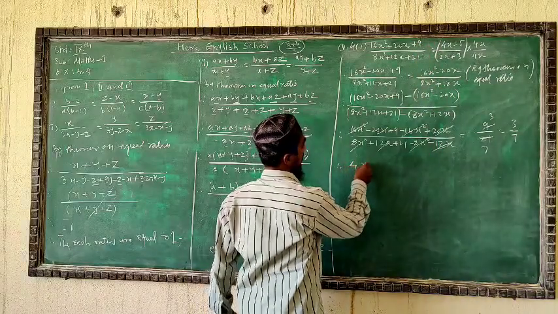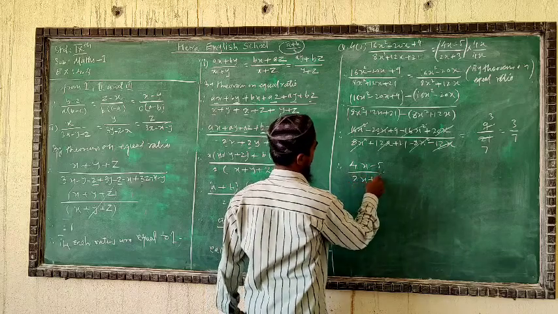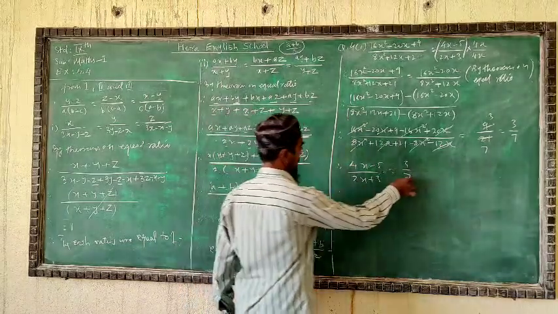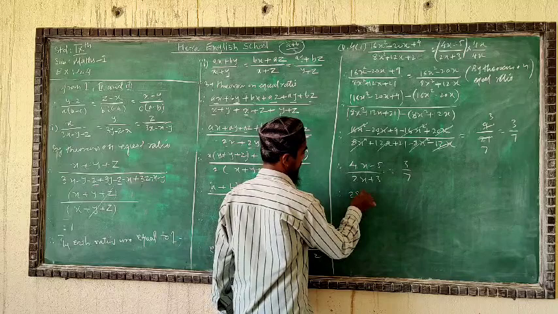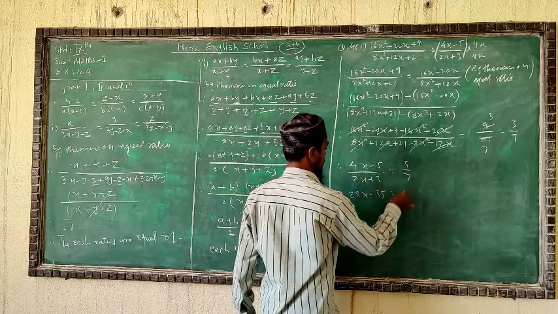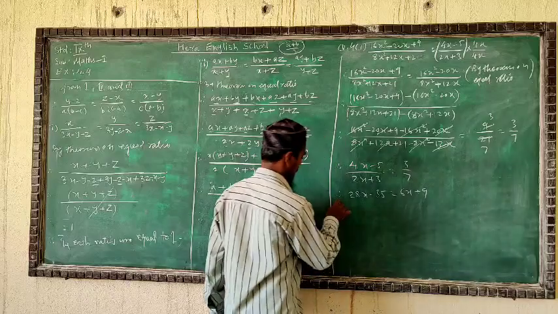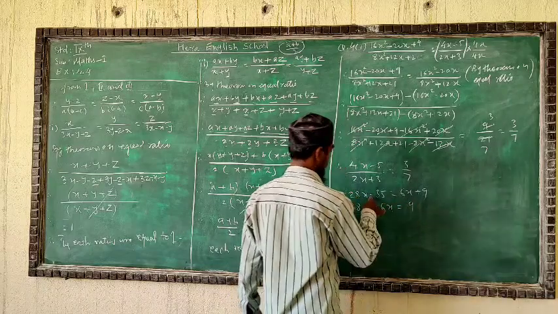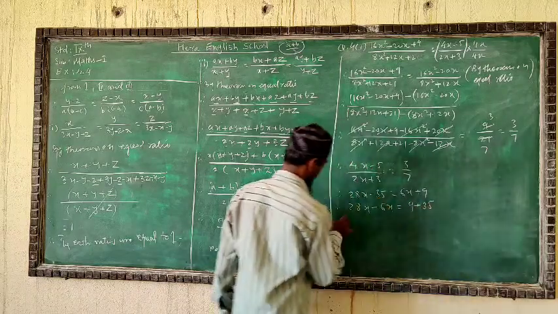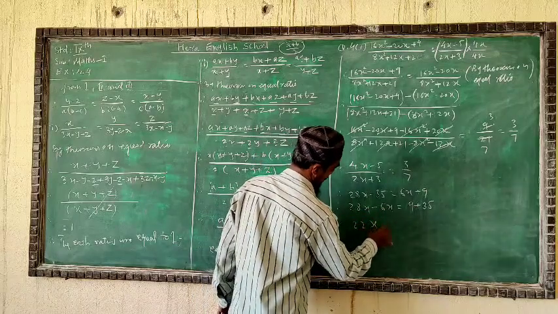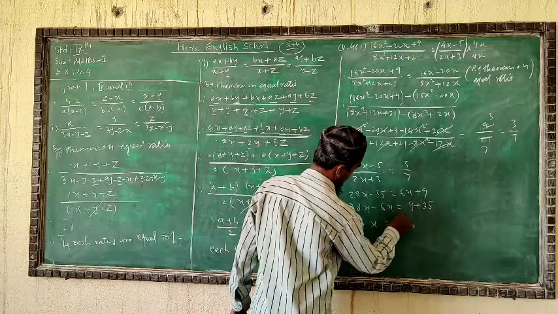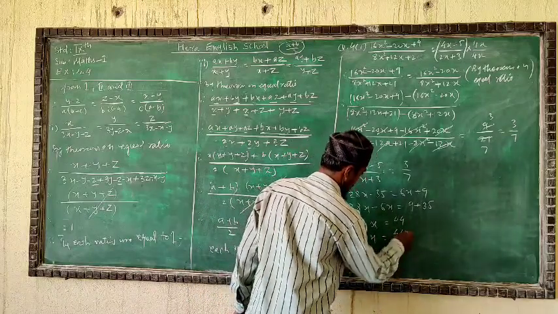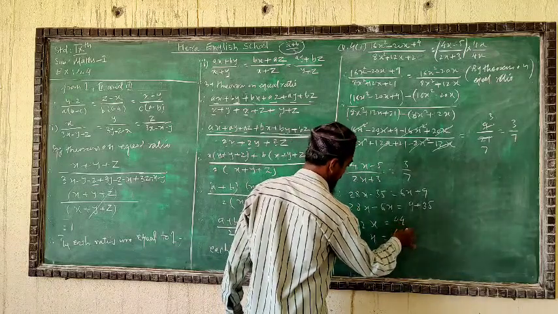Means what? 4x minus 5 divided by 2x plus 3 will be equal to 3 by 7. Now do the cross multiplication to get the value of x. 7 4s are 28x, 7 5s are 35, 3 2s are 6x, 3 3s are 9. Arrange: bring 6x to the left side, and 35 to the right side as plus 35. 28 minus 6 gives 22x, and 9 plus 35 gives 44. x is equal to 44 upon 22. 22 ones are 22, 22 2s are 44. You will get 2.